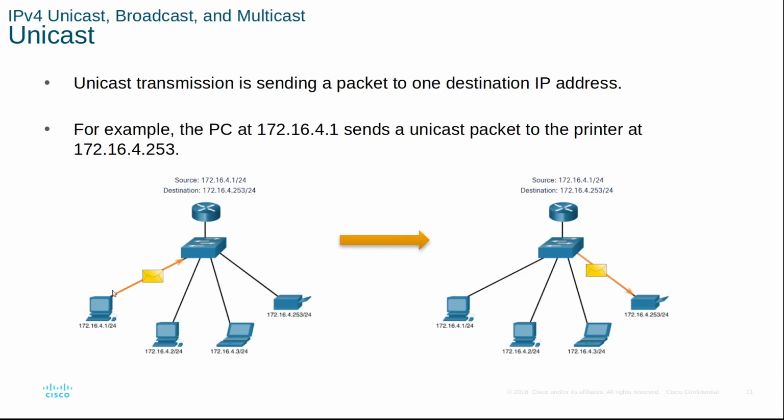So we've got an example here. We've got a source of 172.16.4.1. We're sending it to a destination of 172.16.4.253, this printer over here. That's going to be a unicast packet, right? Because we know the destination right away.